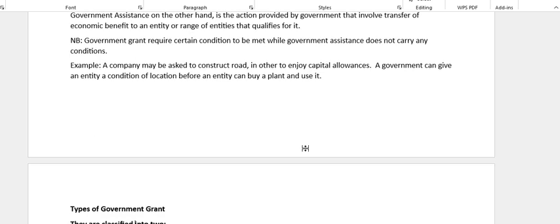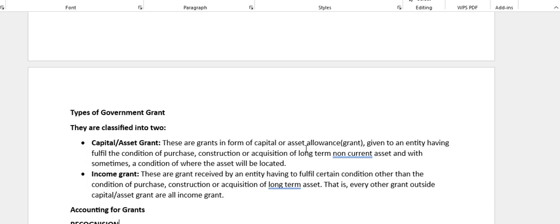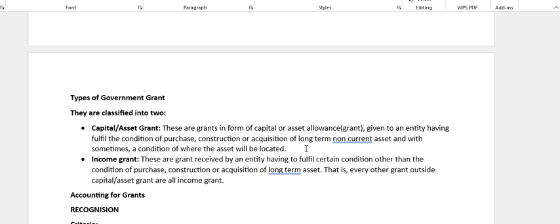And so, we mirror down to only government grant now, because you are only going to account for government grant in your books. For government assistance, you only give disclosure. So, we are accounting for government grant now. But before we account for it, you need to understand that we have two types of government grant.